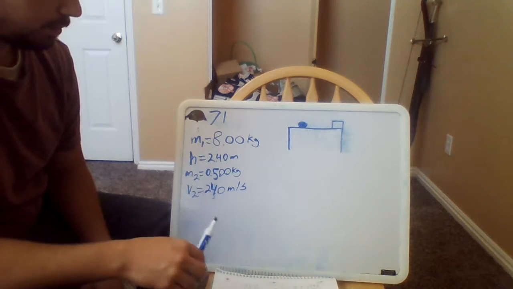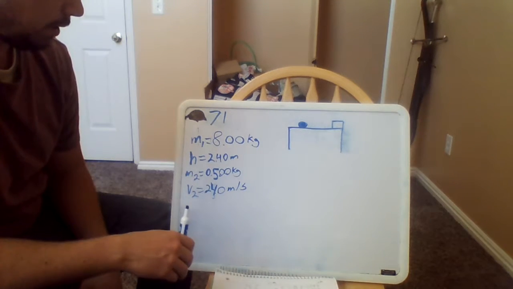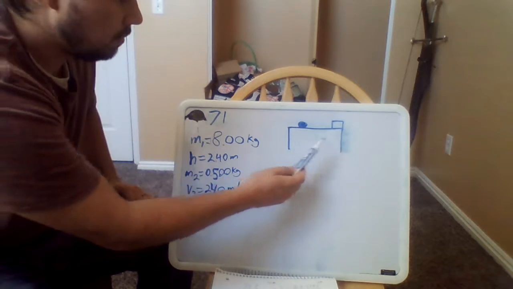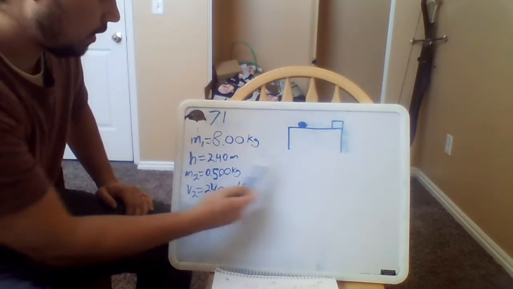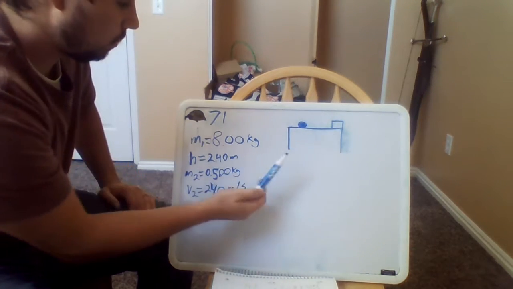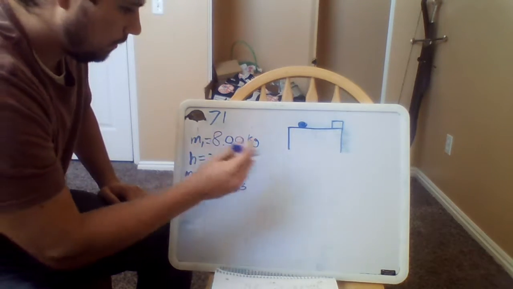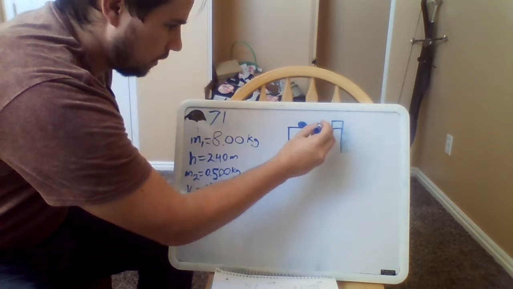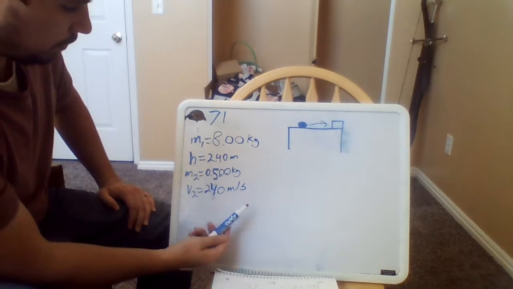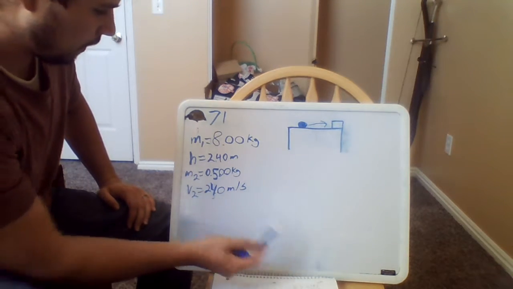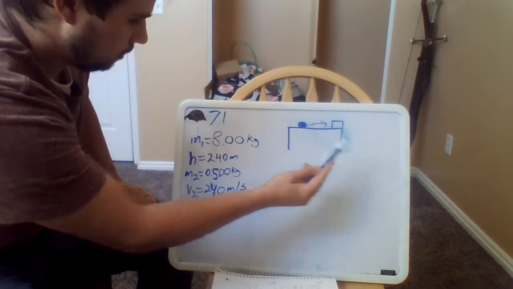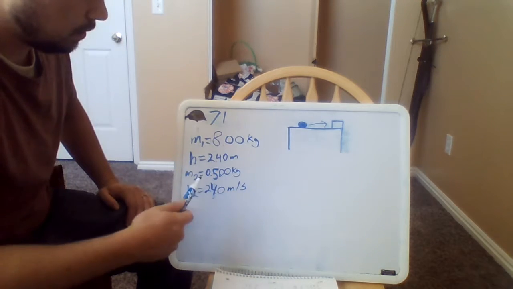Okay, this is problem 71 from chapter 8. We have this table with a block that is 8 kilograms over here on the table, and then we have a 0.5 kilogram piece of clay that is sliding into the block at 24 meters per second. And this height here from the table to the ground is 2.4 meters.